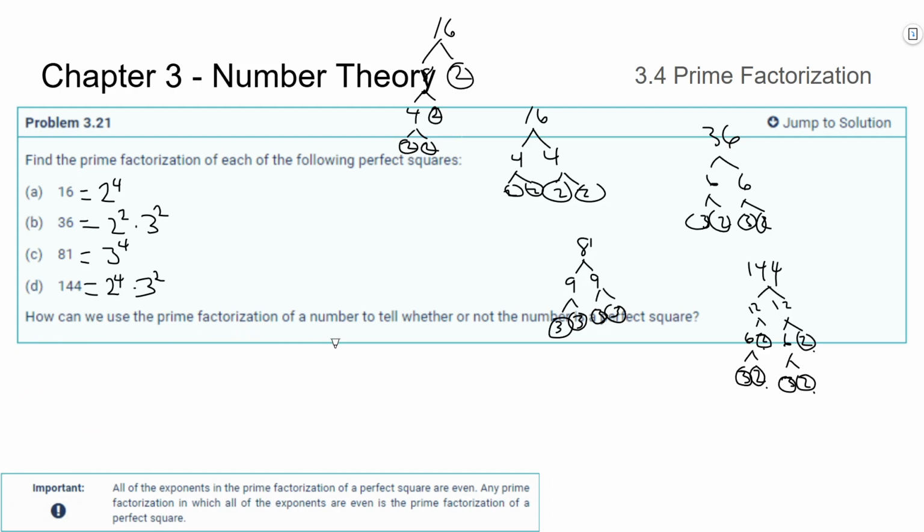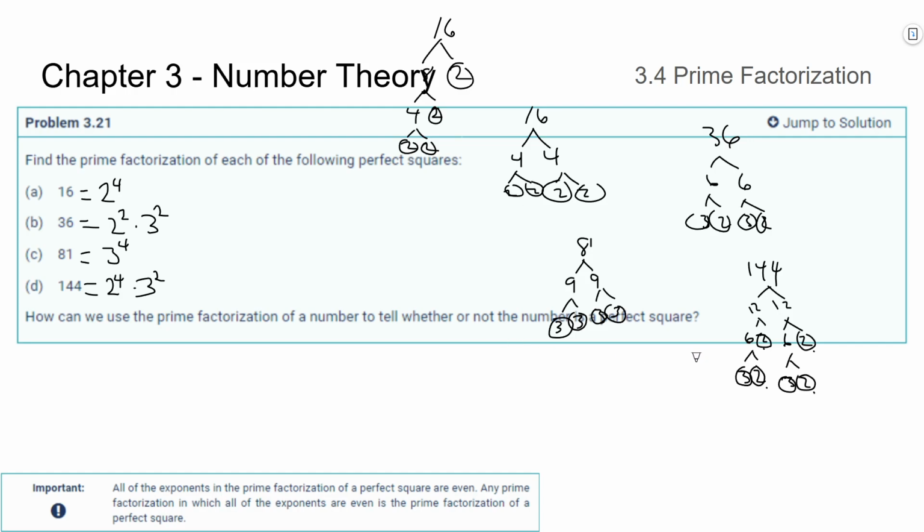How can we use the prime factorization of a number to tell whether or not the number is a perfect square? The answer is down here already, but if you haven't looked at that yet, what do all of these prime factorizations of these perfect squares have in common? If you haven't noticed, which is not super obvious, these are all even numbered exponents.